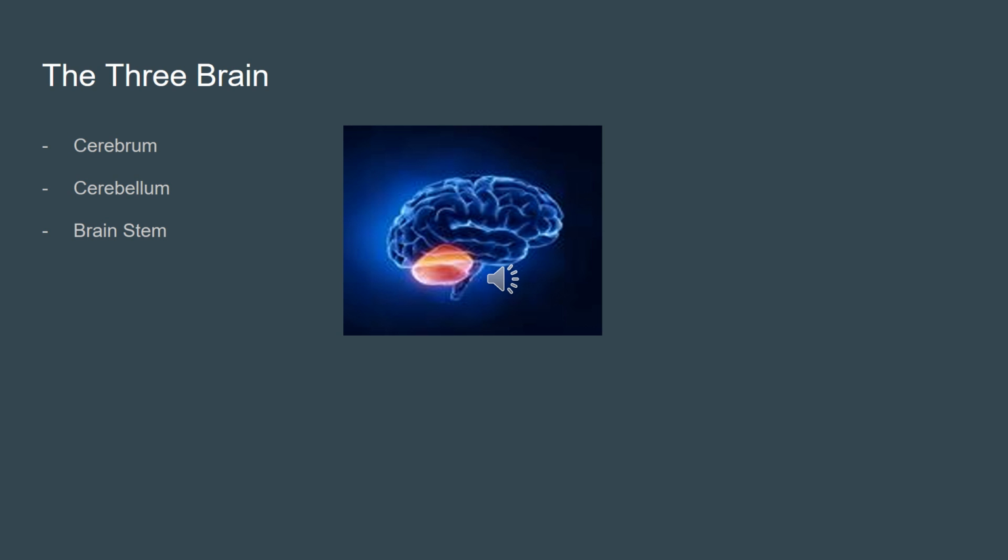Finally, the brainstem sits beneath the cerebellum and it connects the brain to the spinal cord and controls autonomic functions such as breathing, digestion, heart rate, and blood pressure.